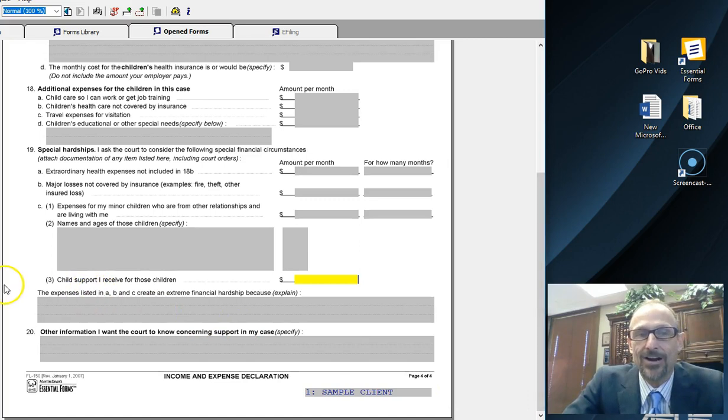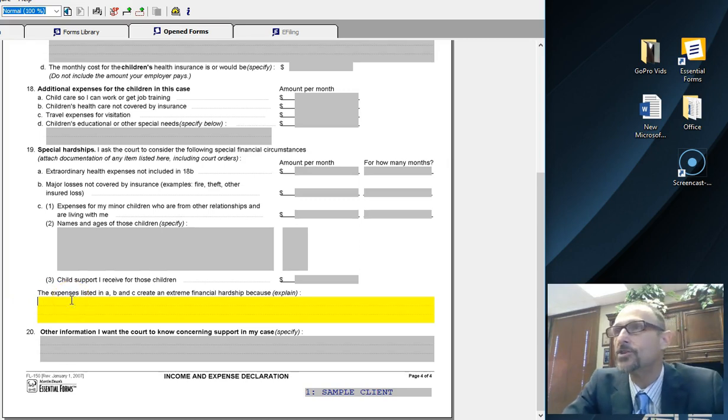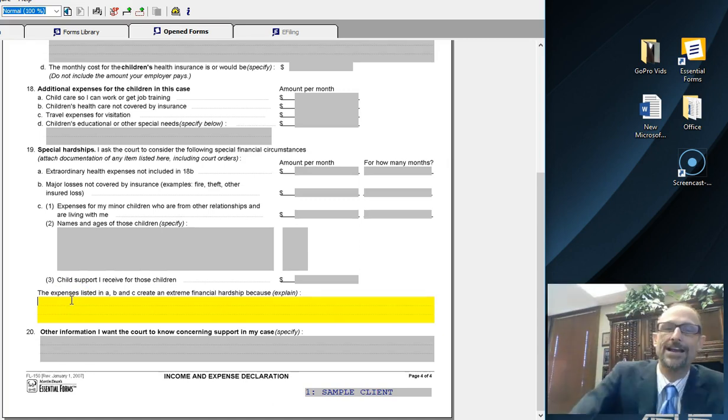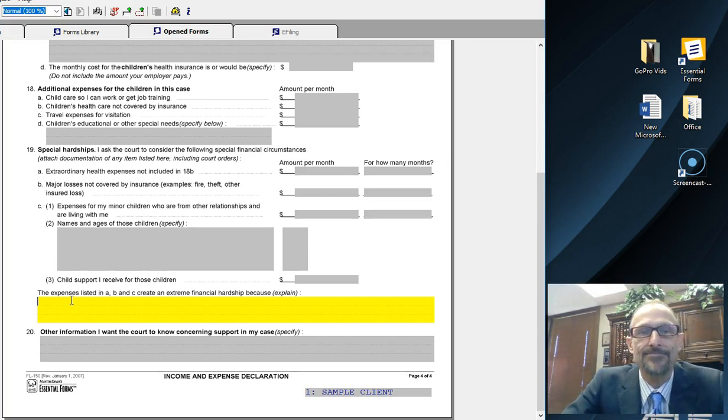Now in here, the next box down, you'll see that it says the expenses listed in A, B, and C above create an extreme financial hardship because, and you're going to need to give the judge an explanation there. If you need more room, again, go to that extra paper that you had, and you can always put 19 continued, and then just put the explanation on that.